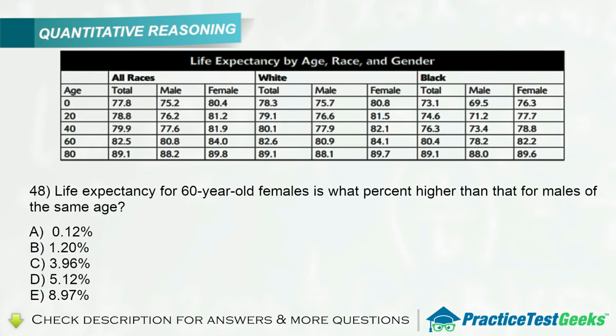Question 48. Life expectancy for 60-year-old females is what % higher than that for males of the same age? A. 0.12%. B. 1.20%. C. 3.96%. D. 5.12%. E. 8.97%.